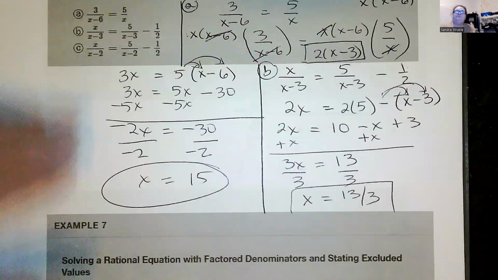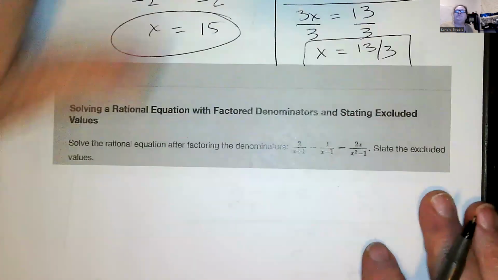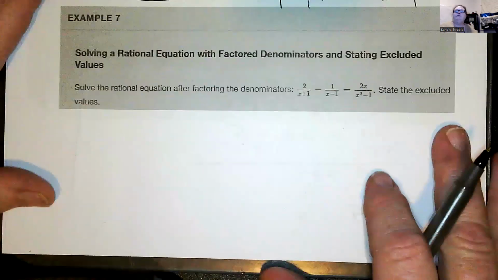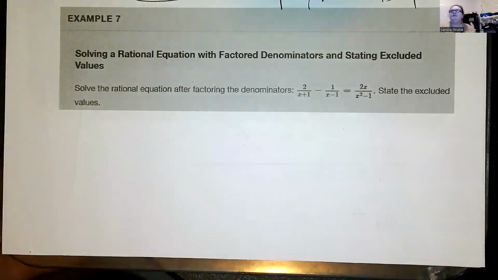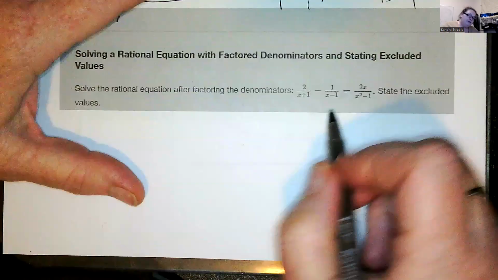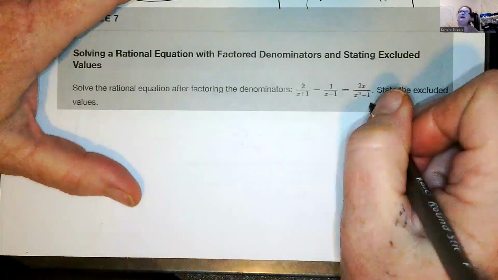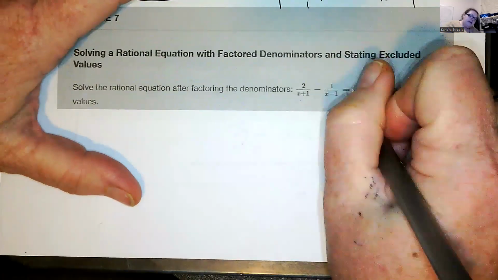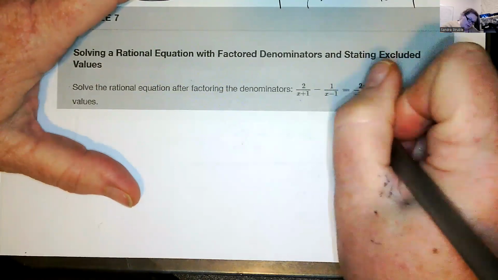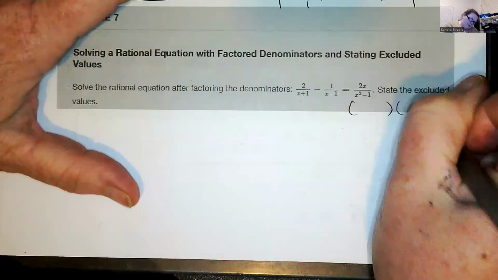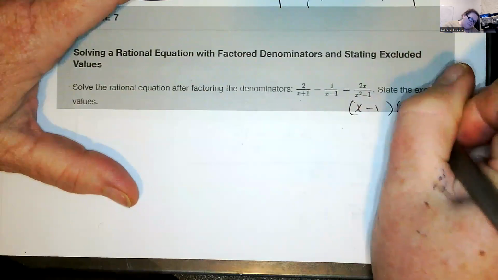All right. Let's go to the next one. Solving the rational equation with factor denominators and stating excluded values. So notice they said factoring the denominators. So these are already factored. There's nothing you can do. But the x squared minus 1 is a difference of 2 squares. So we can just break that up into x minus 1, x plus 1.